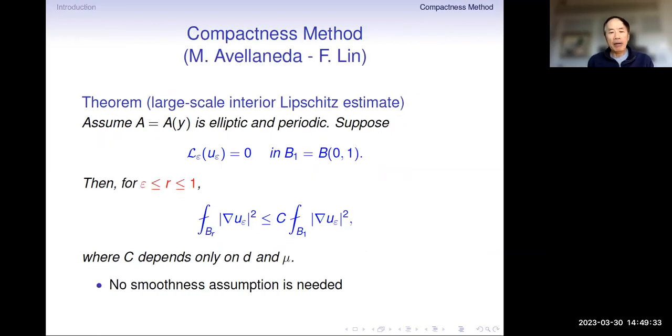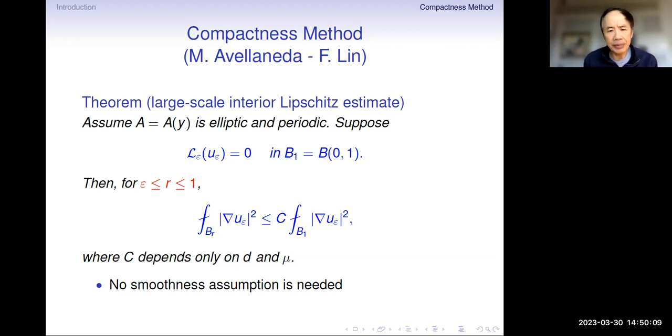Okay, so I will spend most of the time on the proof of this theorem, which is referred to as the large-scale interior Lipschitz estimate. Here you look at a matrix which is elliptic, periodic, no other smoothness conditions, just bounded measurable would work. So we have a solution in a ball of radius 1, can always scale to radius 1.